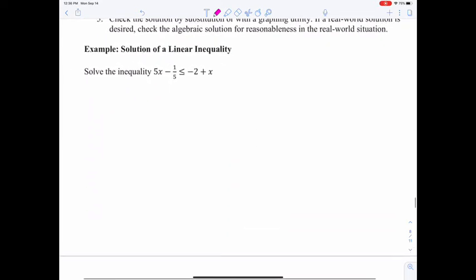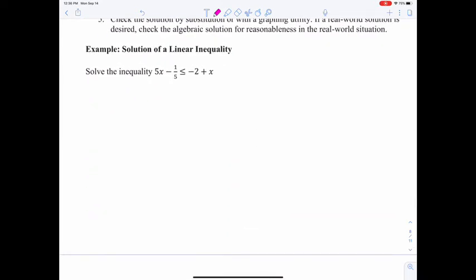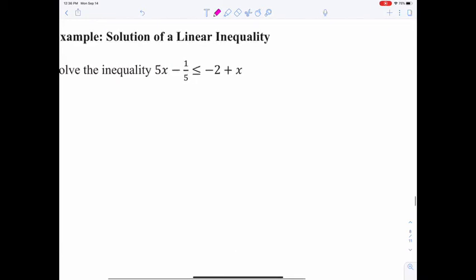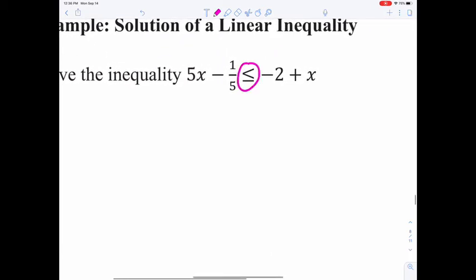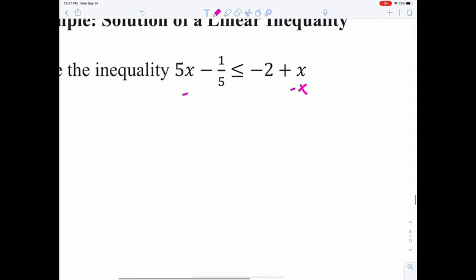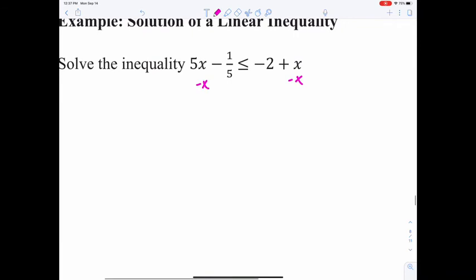All right, so here's an example. Solve the inequality right here. Again, we're going to treat this as if it's an equal sign unless we multiply or divide by a -1. So what we want to do is get all the numbers to one side of the inequality and all the variables to the other side. It'd probably be easier to subtract an x from both sides. All right? So we'll get 4x minus 1/5 less than or equal to -2.